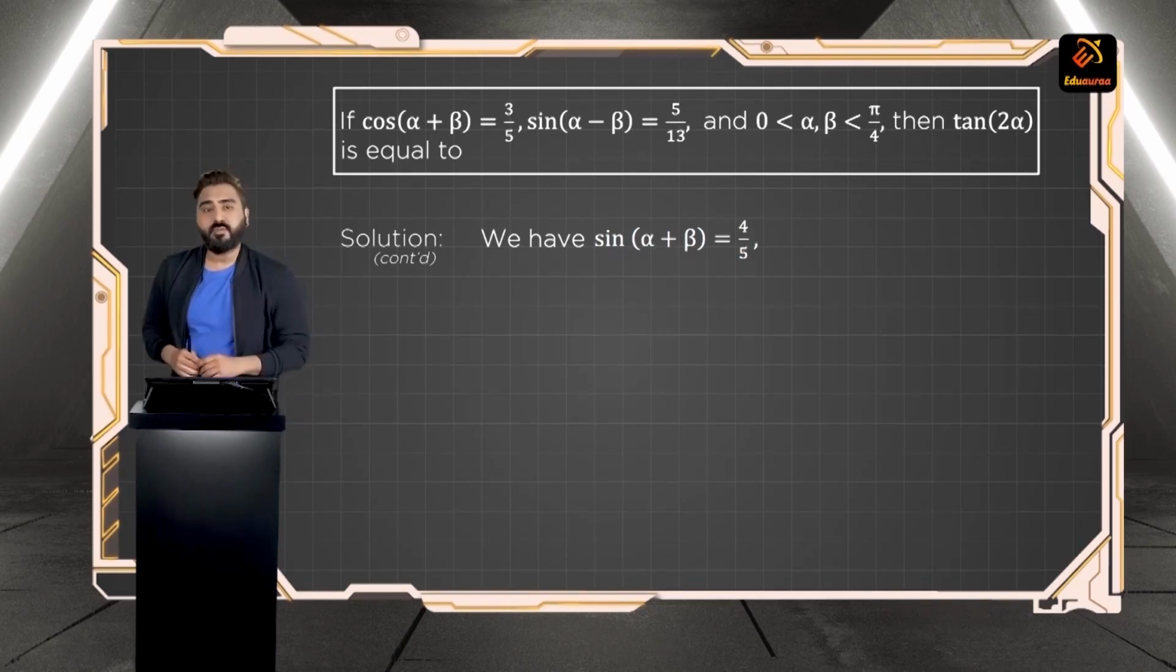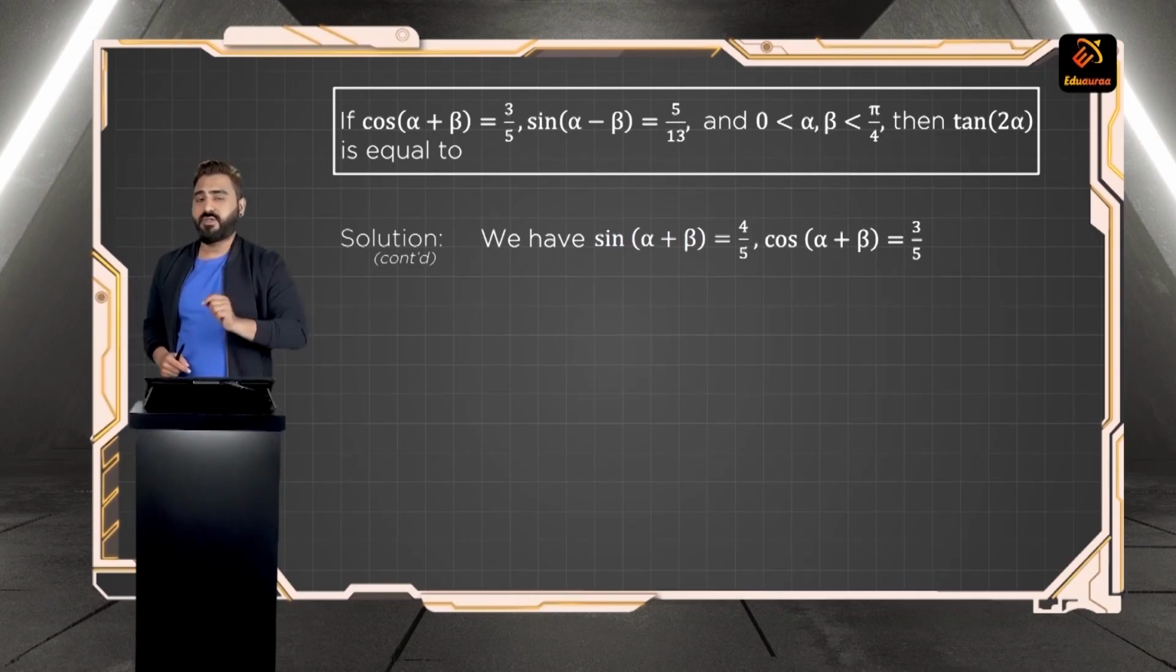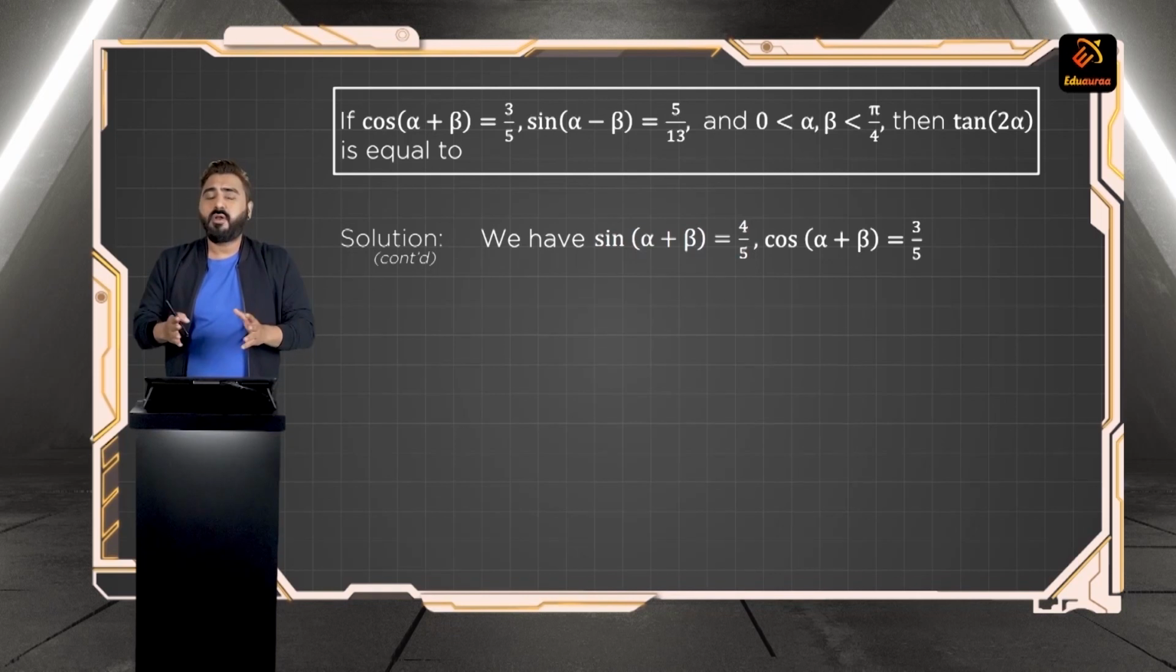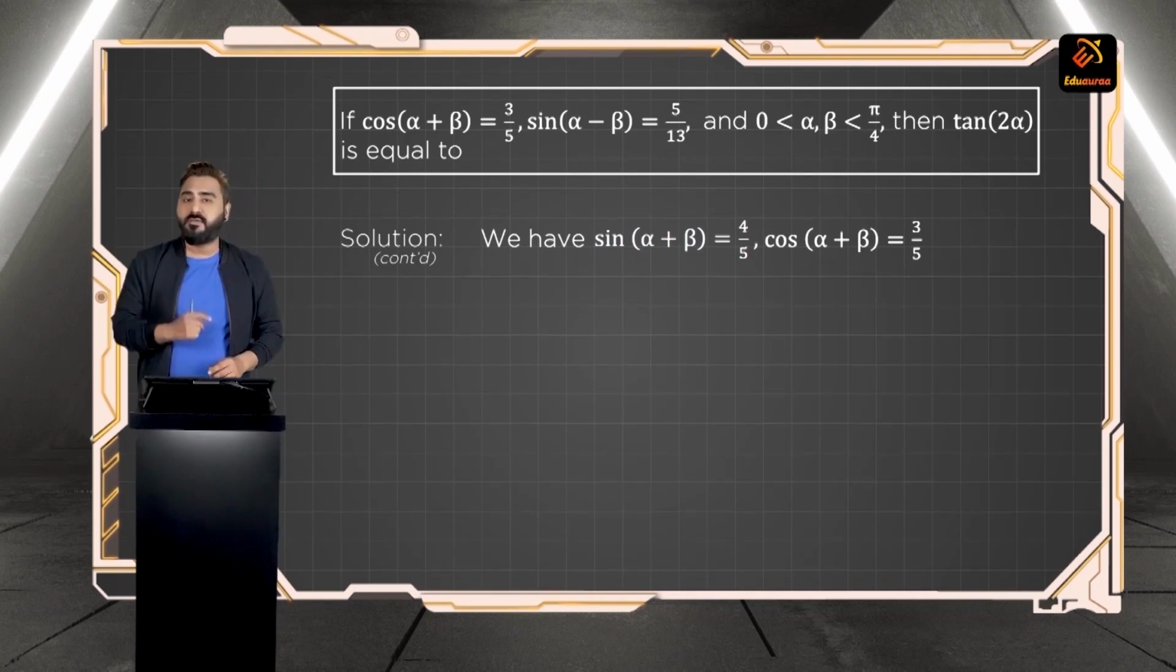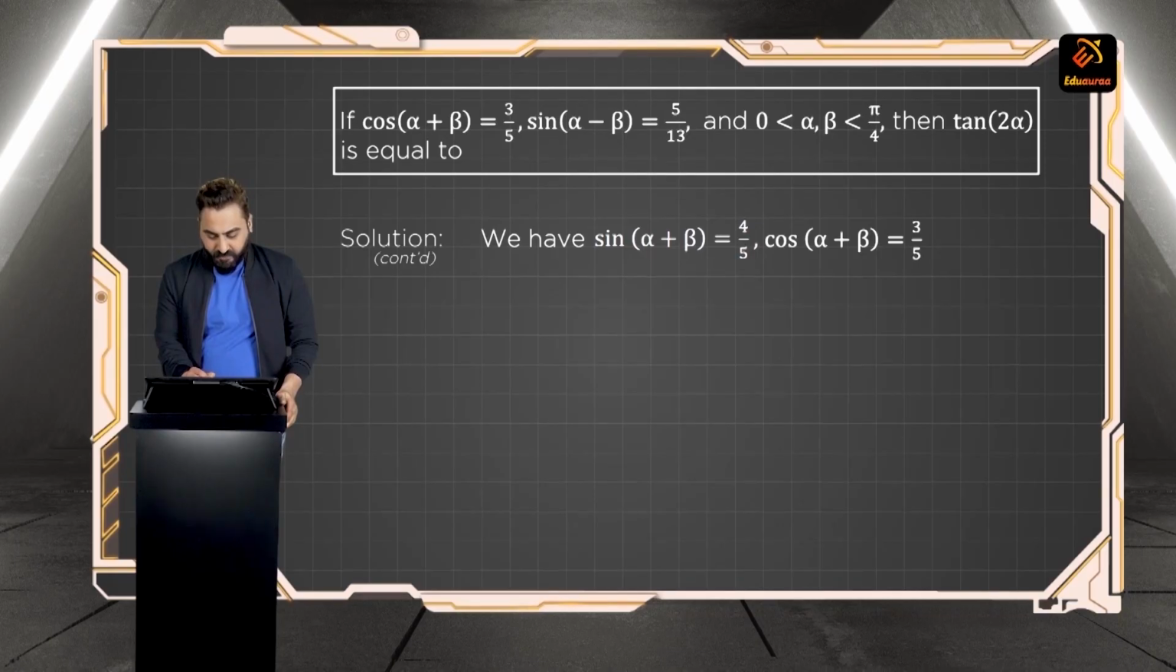Now students, if you see properly, cos(alpha plus beta) is 3 by 5. One part is 3, one part is 5. That means it is in your Pythagoras triplet 3, 4 and 5. So we have directly taken sin(alpha plus beta) as 4 by 5. So students, if sin(alpha plus beta) is 4 by 5, tan(alpha plus beta) will be 4 by 3.